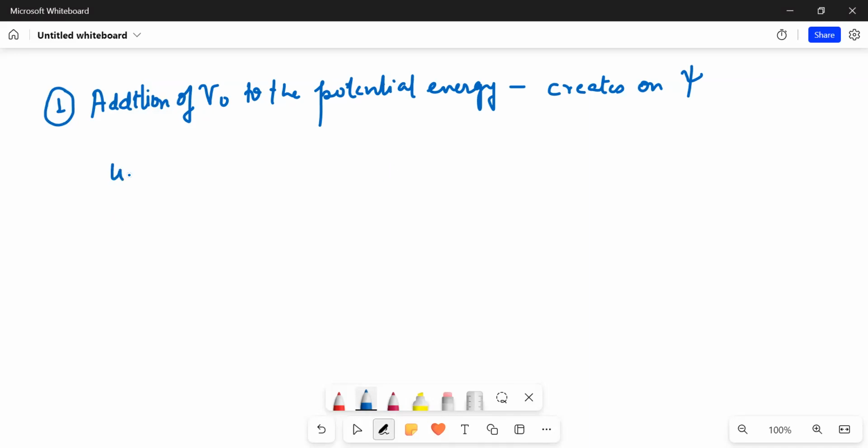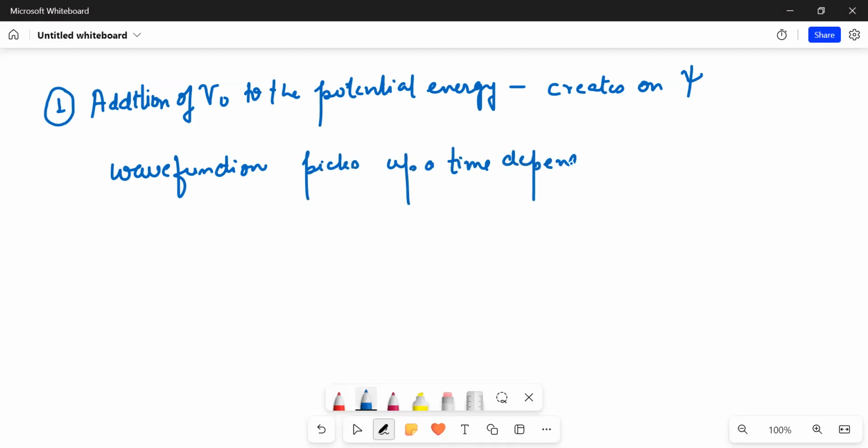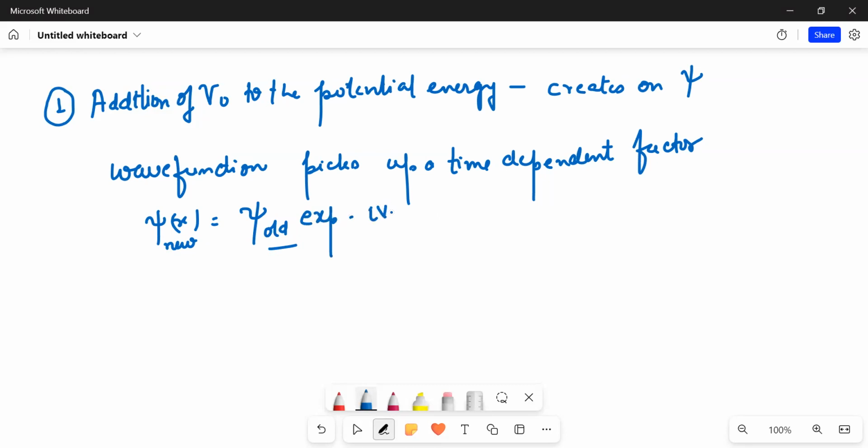So if we add a constant, it turns out that the wave function picks up a time-dependent factor. That is, our new wave function can be expressed as psi times exponential of minus iota V naught t upon h cut. V naught, added to the potential energy, would also alter the form of the wave function.